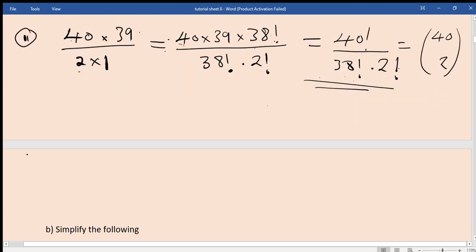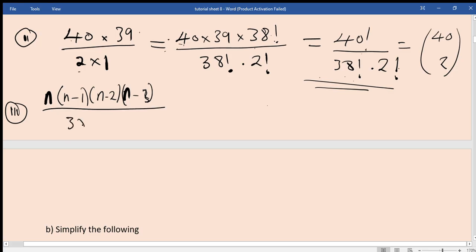So the third part is where we have n multiplied by n minus 1 multiplied by n minus 2 multiplied by n minus 3 and so on, divided by 3 multiplied by 2 multiplied by 1. So how do I represent this in factorial notation? We can see that here the n is a decreasing product: n times n minus 1 times n minus 2 times n minus 3. The next one was supposed to be what? n minus 4.